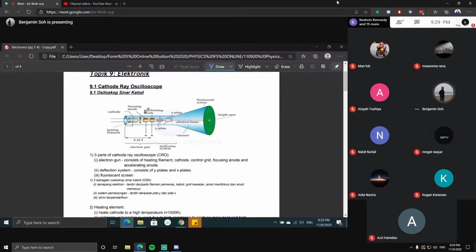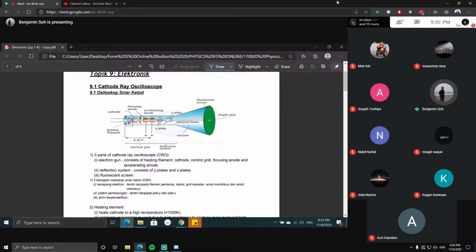Now let me explain how this works. First, you switch on the CRO. Once you switch it on, electricity starts to flow into the heating filament, so the heating filament becomes hot. Once it's heated up, it heats up the piece of cathode plate here.